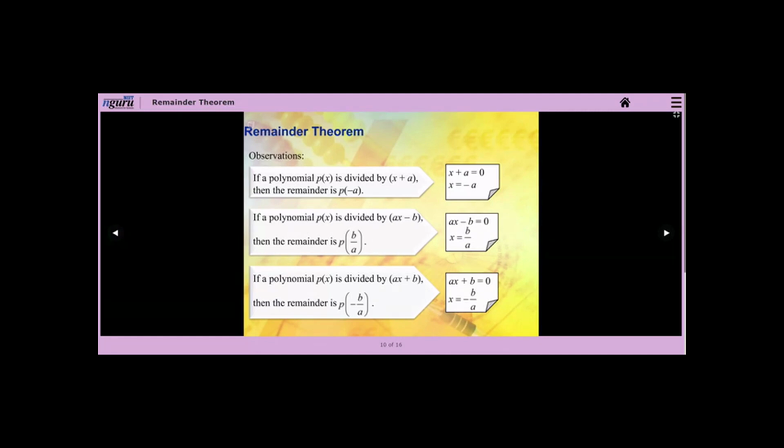Hello? Ma'am, when a polynomial p of x is divided by x minus a, then the remainder is something. Then you use the remainder theorem for this type of question. Any other answer? Remainder, ma'am.